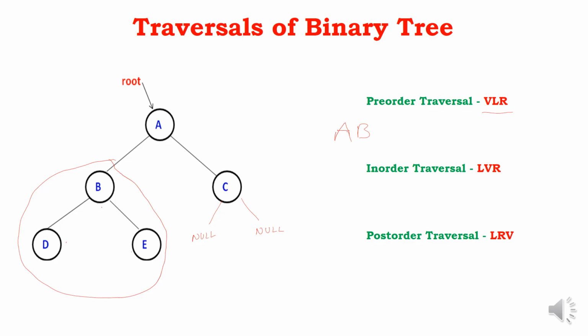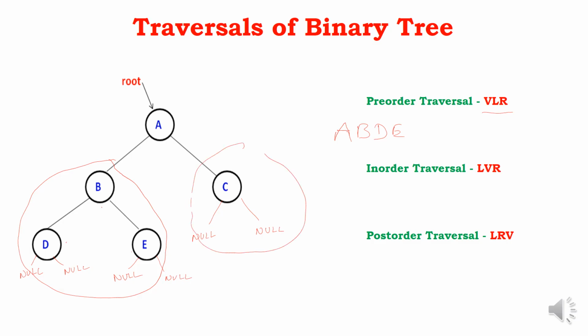Left, traverse left subtree. Left means there is a node called D. Left of D is null, right of D is null. So D only printed. Then traverse right subtree in preorder. Again here also E, and left is null, right is null. So it is E only. So visit root node, traverse left subtree in preorder, then traverse right subtree in preorder.